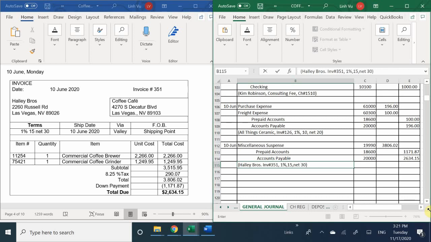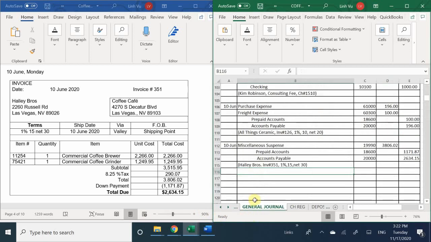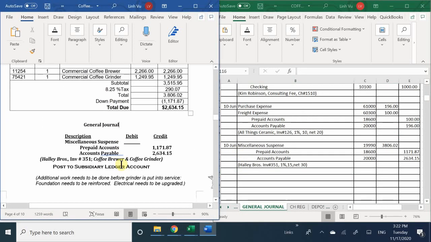Okay, good. So now that we have recognized that we did receive an invoice number, let's go ahead and verify that in our purchase orders. We finally received our coffee grinder and coffee brewer after 4 days. So in this case, our invoice number is number 351. Okay? And then, of course, I'm going to go back to my general journal because now I need to go ahead and place this information in my ledger.